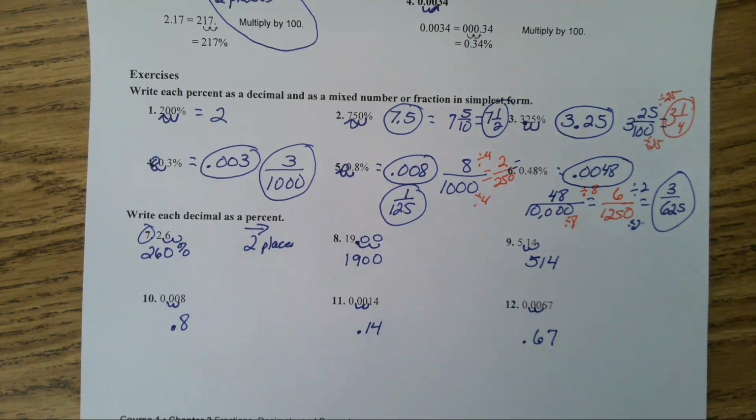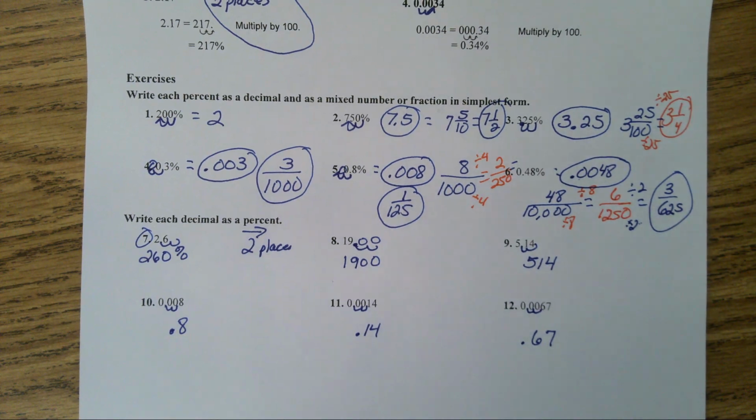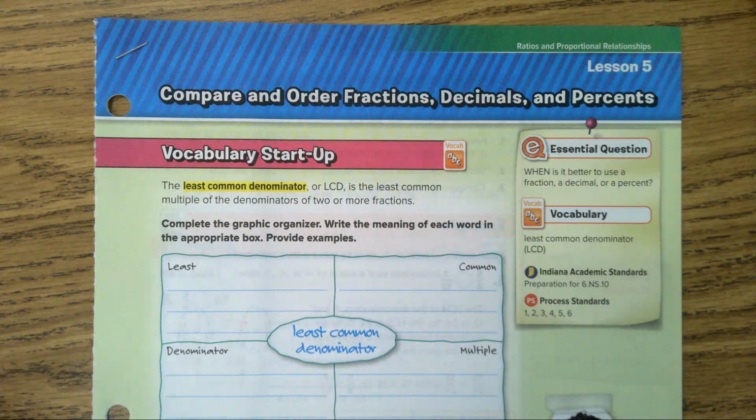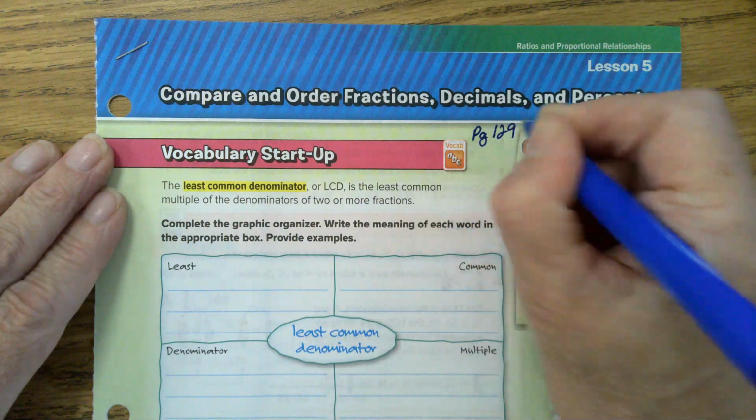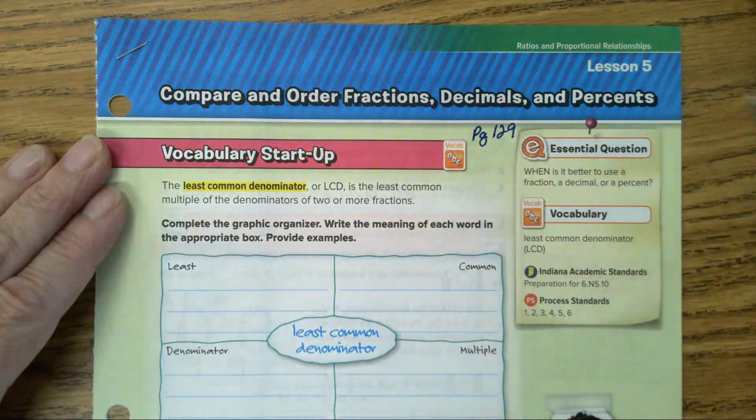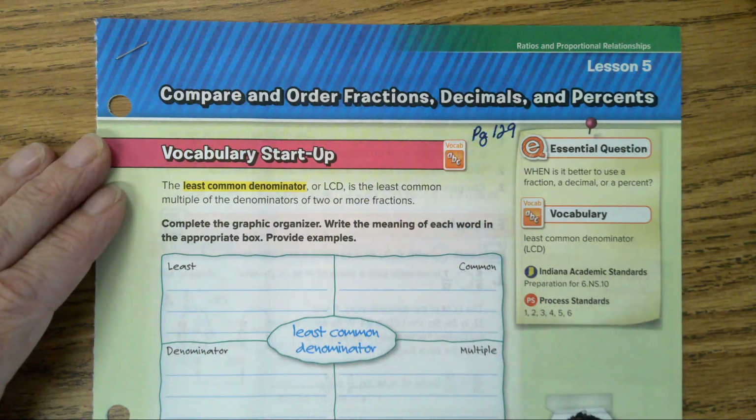So do you understand percents that are larger than 100 and smaller than 1 now? They're not that hard. Okay, now I'm going to put it on pause. Now we're going to go to page 129 in your math book, chapter 2, lesson 5. I'll start a new video for this.